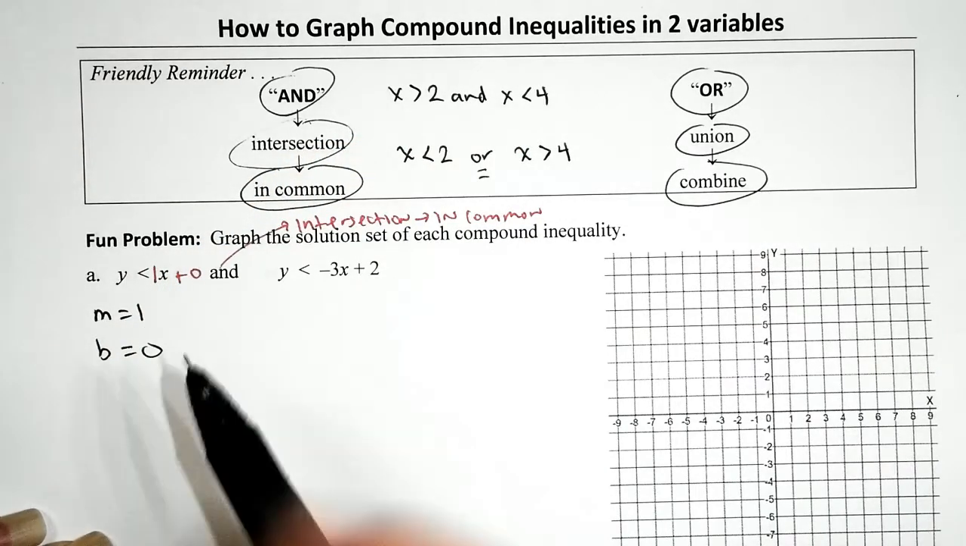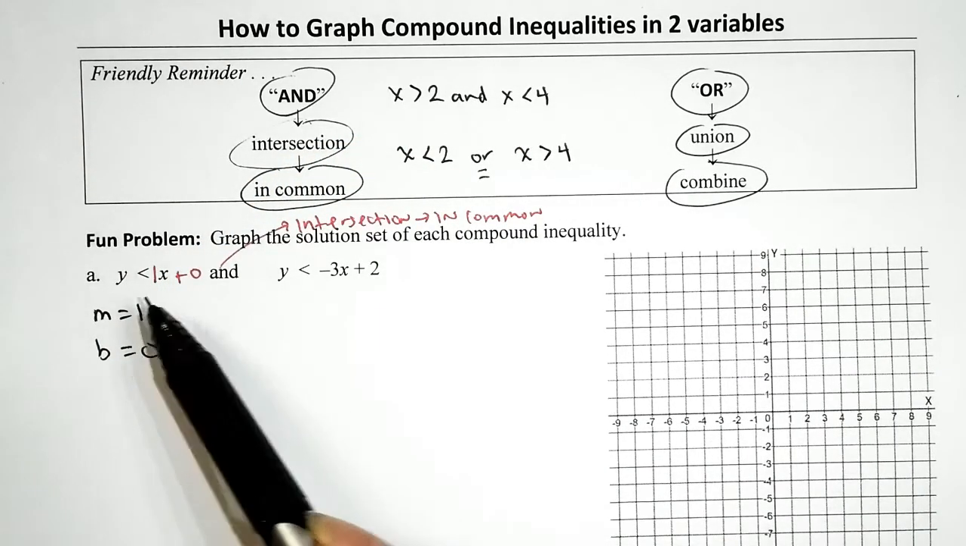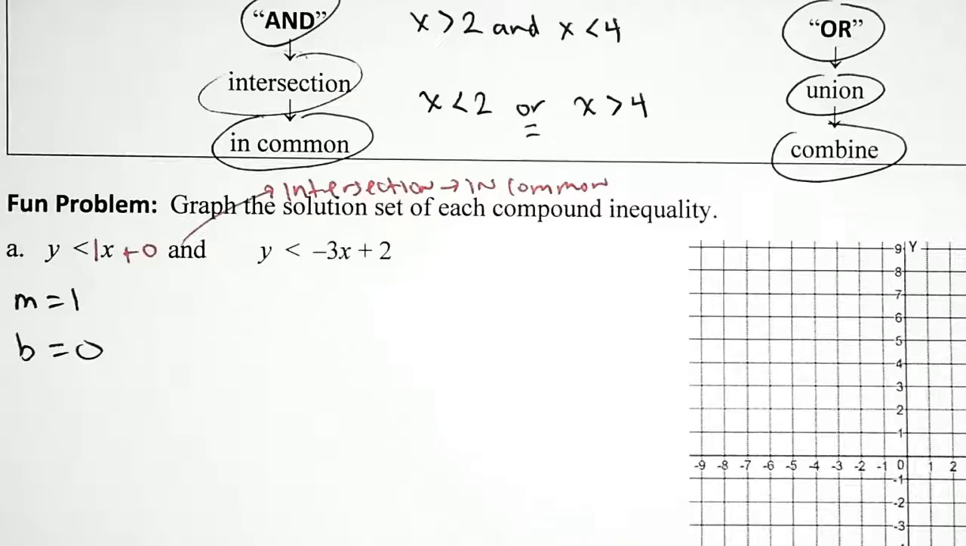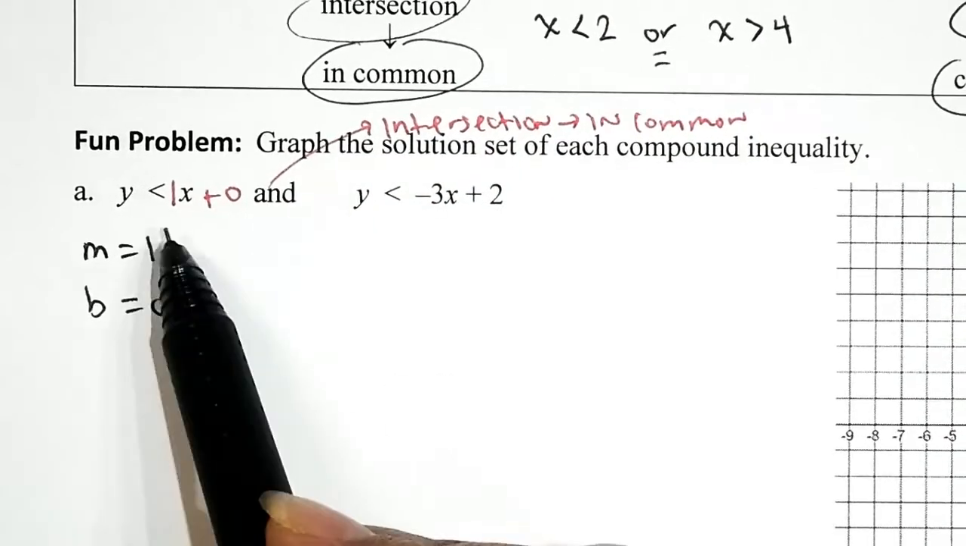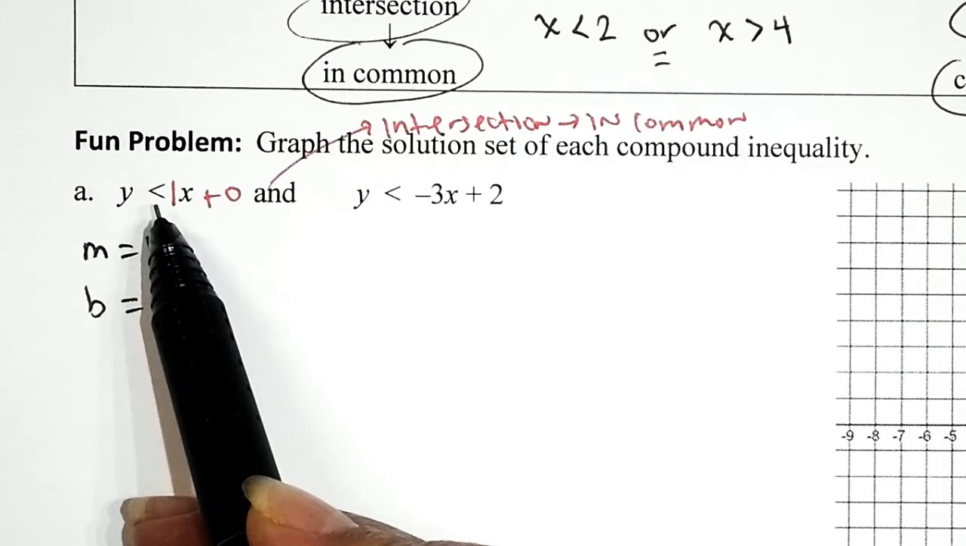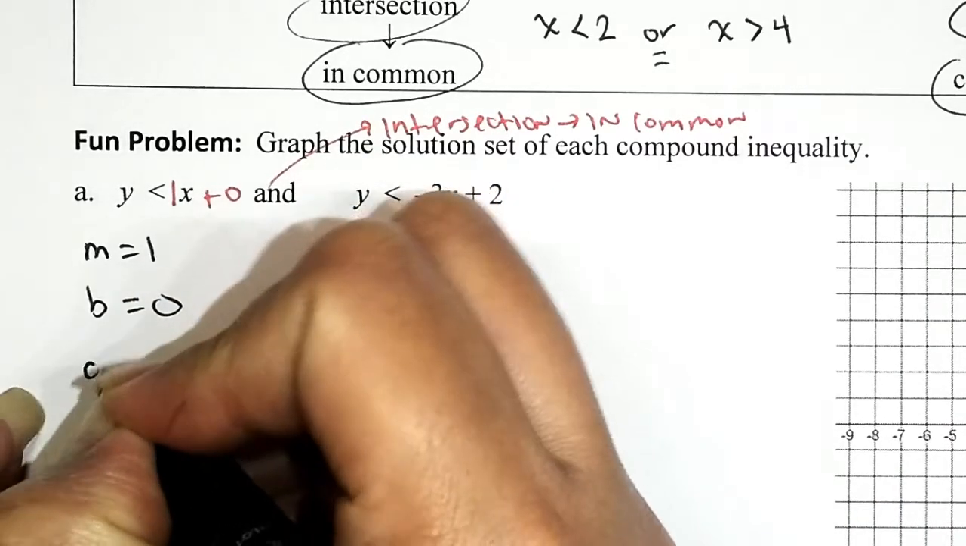And now the question is, can I draw the graph of the boundary line? Well, the answer in this case is no. Why not? Because the inequality doesn't have what I call the equal to part. So I'm just going to put a dashed line.